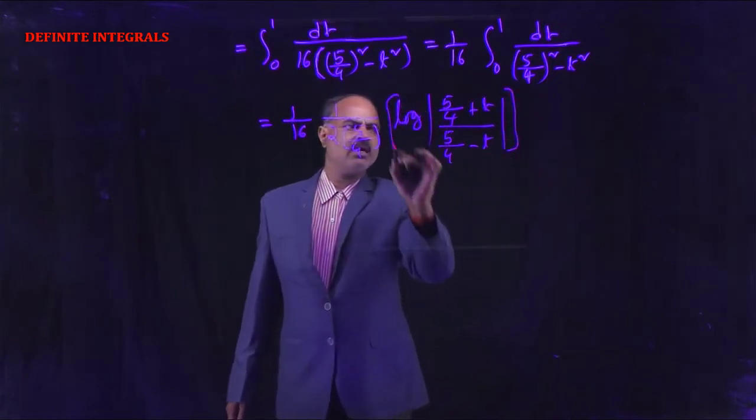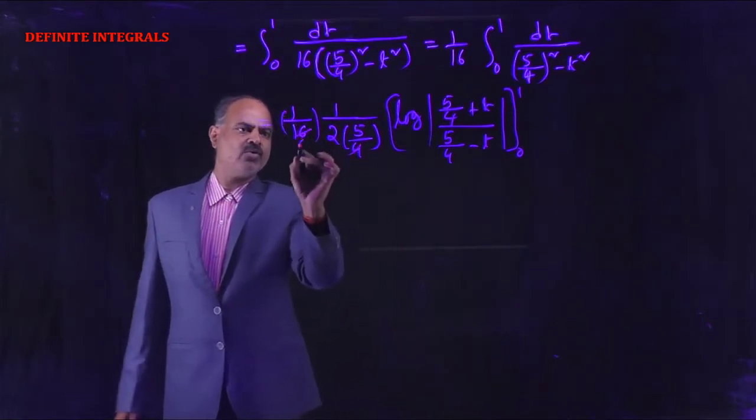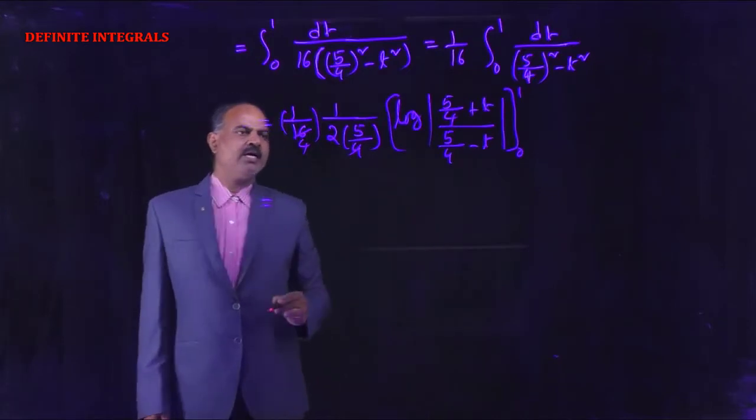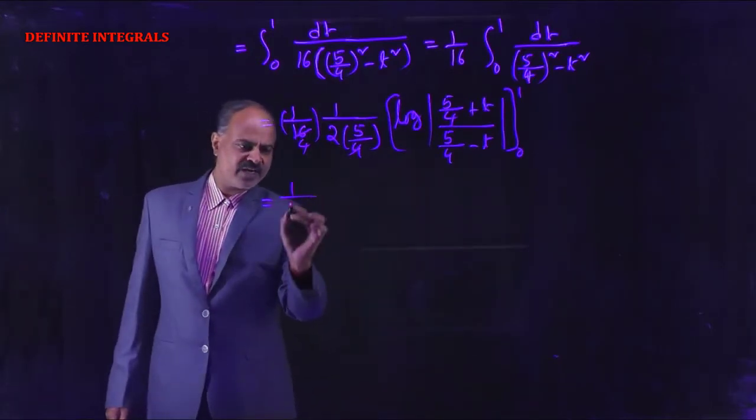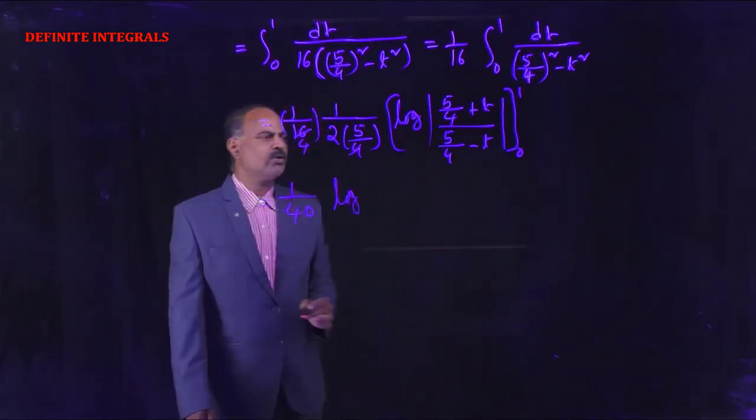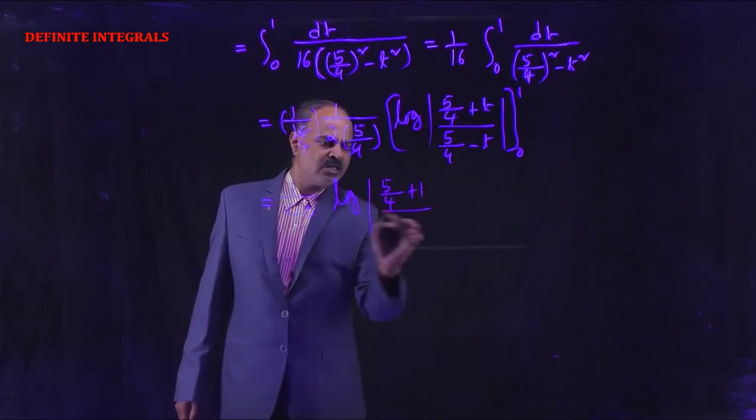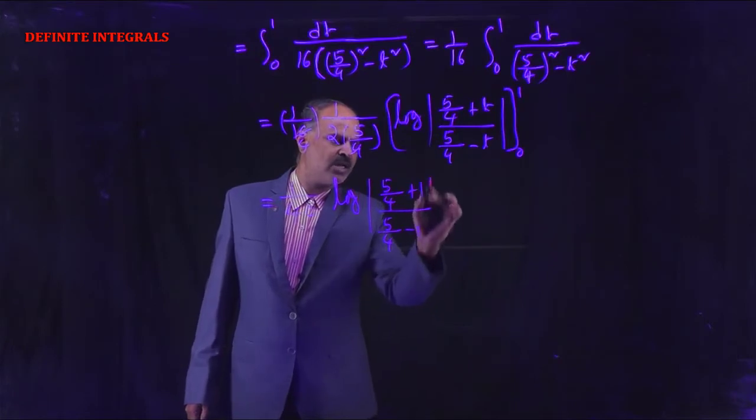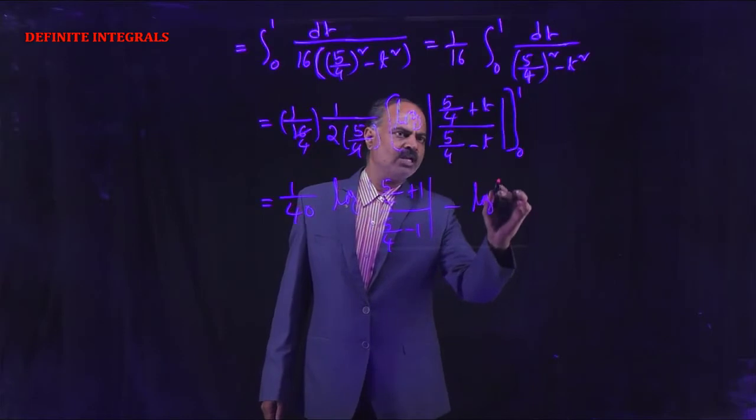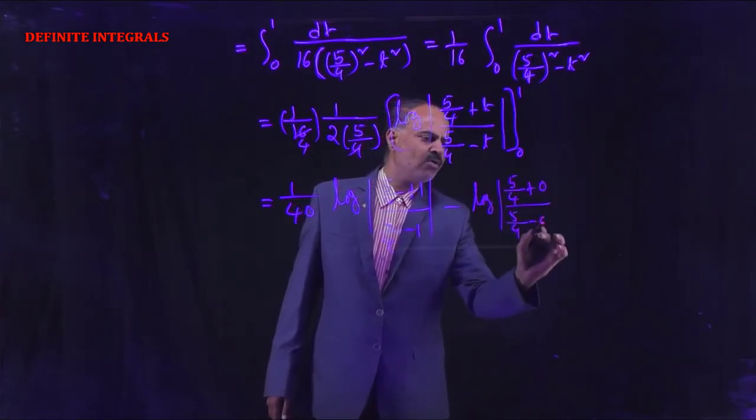Here limits are 0 to 1. Now here this 4 into 4 is 16. Now this is equals to 1 by 40 into log modulus of substitute upper limit in place of t, that is modulus of 5 by 4 plus 1 divided by 5 by 4 minus 1, minus substitute 0 in place of t, so log modulus of 5 by 4 plus 0 divided by 5 by 4 minus 0.